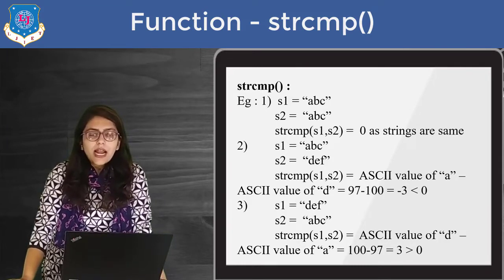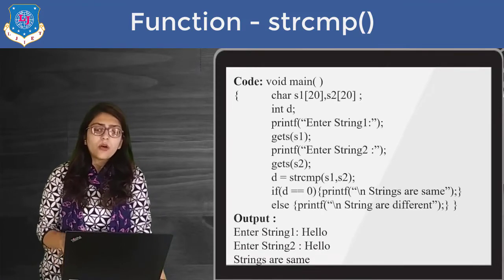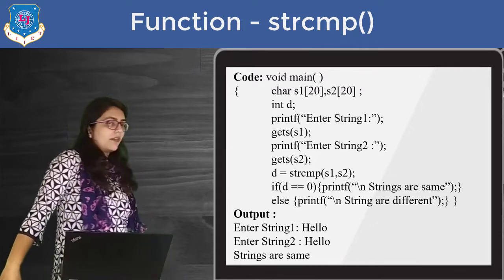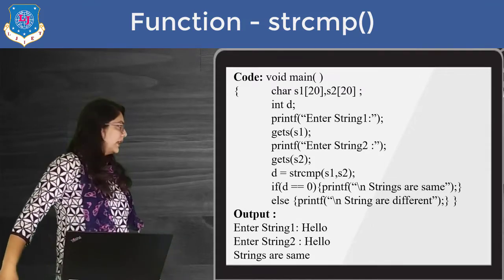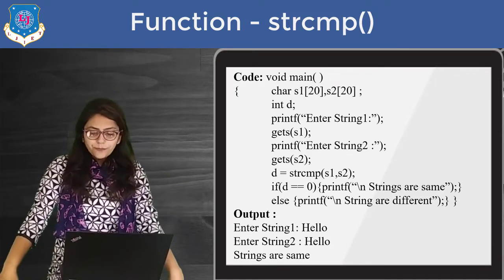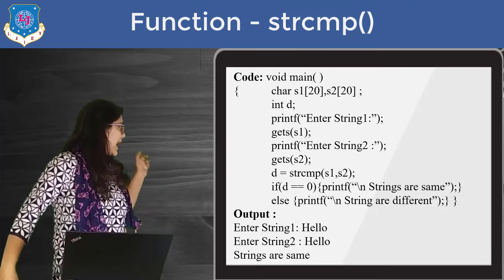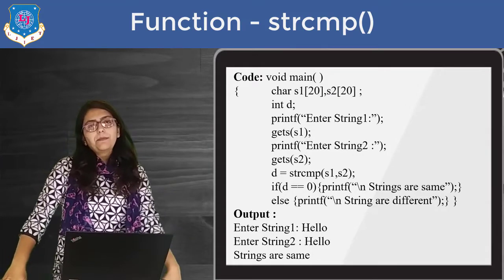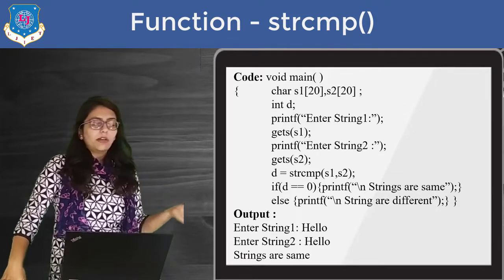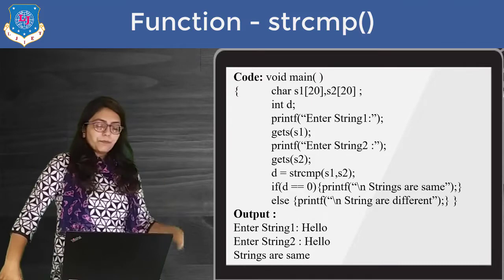So here we will get a positive ASCII value difference. Now you can see the string compare code over here. We are going to run this code in our IDE, so don't worry if you don't understand. I have given this just for the sake of your knowledge. In this program I have taken string 1 as hello and string 2 as hello, and I am checking whether these two strings are similar or not. As these two strings are similar, it is printing same.